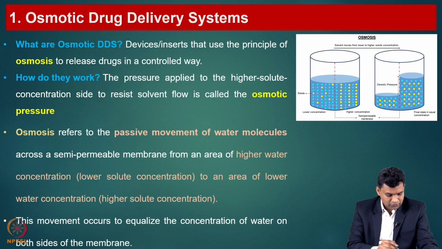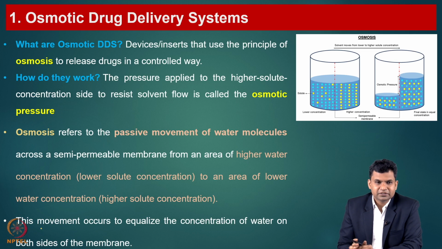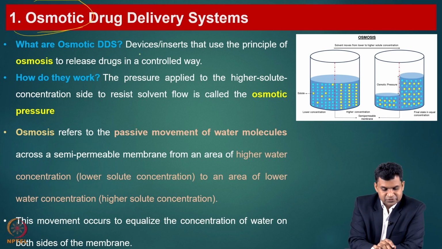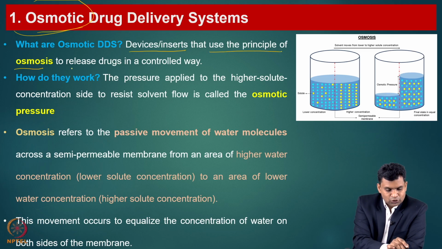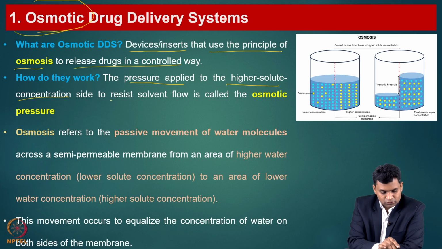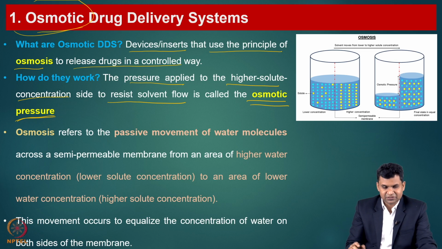So, yes, before going to the new topic, we need to discuss what osmosis is and how this will be helpful for the drug delivery systems. Now, we know osmosis is the principle which will help in the osmotic drug delivery systems. So, these devices are inserts that use the principle of osmosis to release the drug in a controlled way. How do they work? The pressure applied to the higher solute concentration side to resist the solvent flow is called osmotic pressure. Now, first we will read the definition, then we will discuss how it works.